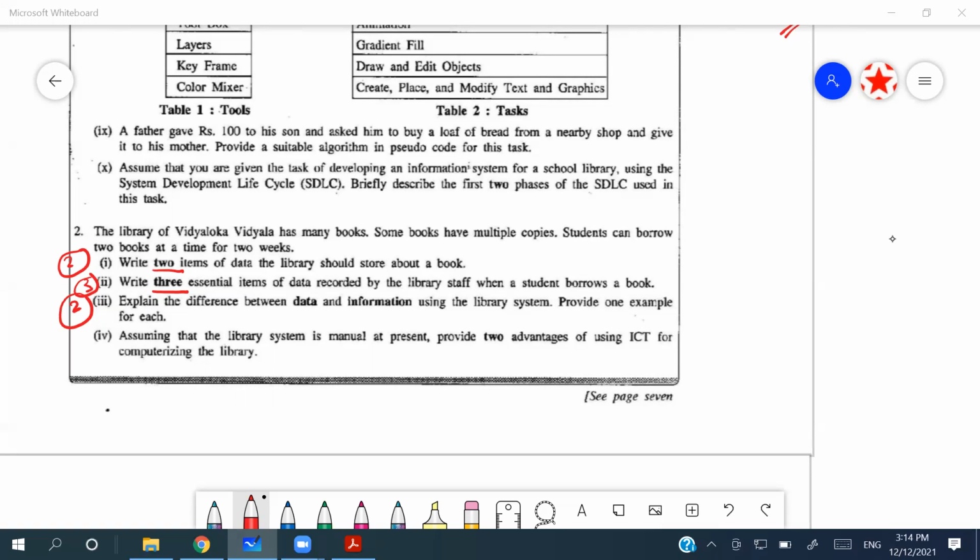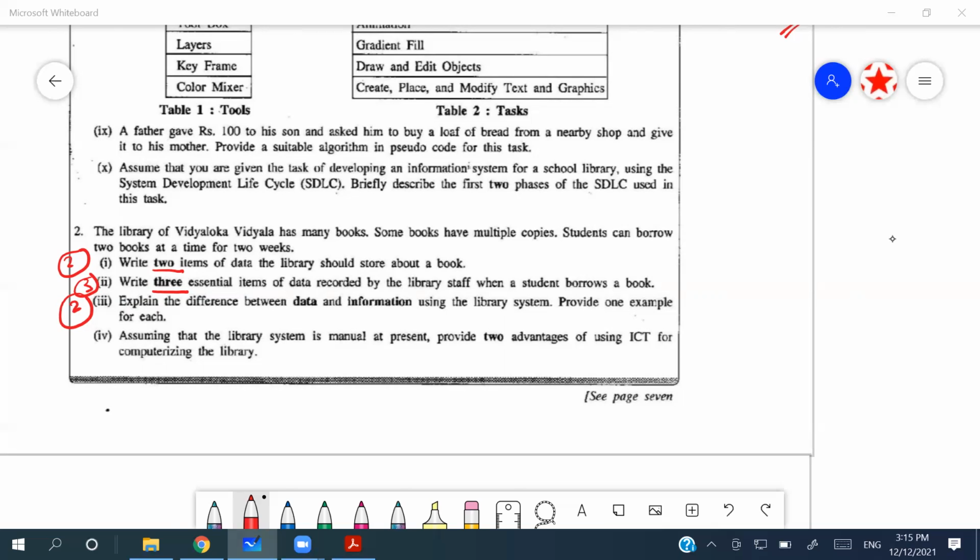Right, so the fourth one, the librarian can easily communicate with the students. Provide 2 advantages. The library system is manual at present, provide 2. Yeah, it's kind of a remote advantage, Dulagi, but you can take it, right?